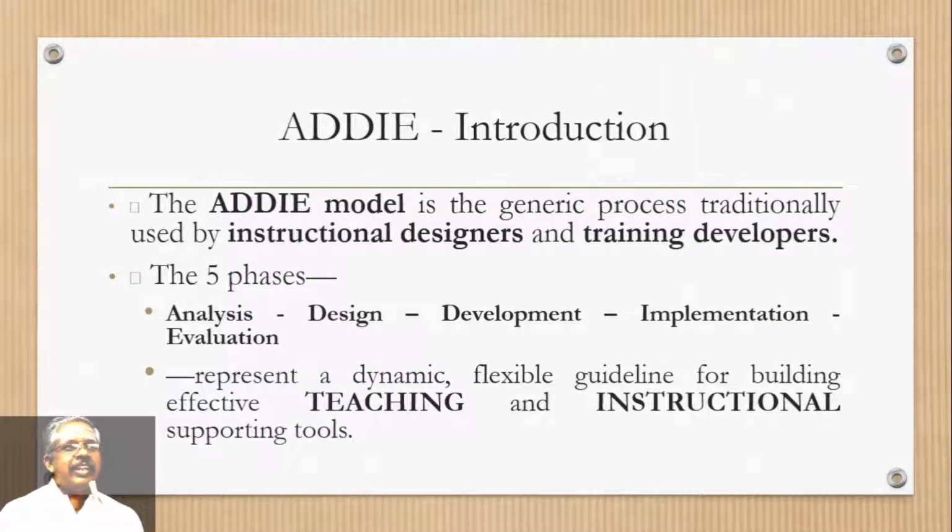The ADDIE model is the generic process traditionally used by instructional designers and training developers. It has 5 phases: analysis, design, development, implementation, and evaluation. It represents a dynamic, flexible guideline for building effective teaching and instructional supporting tools. That's why I quoted a word, teaching lovers.